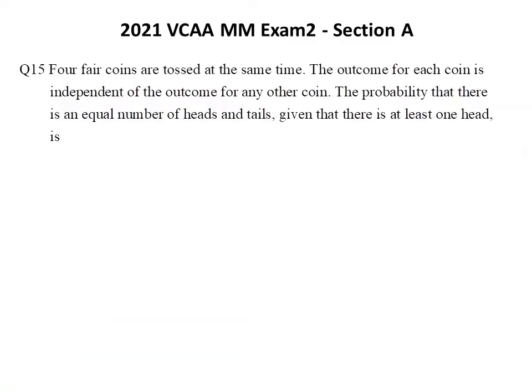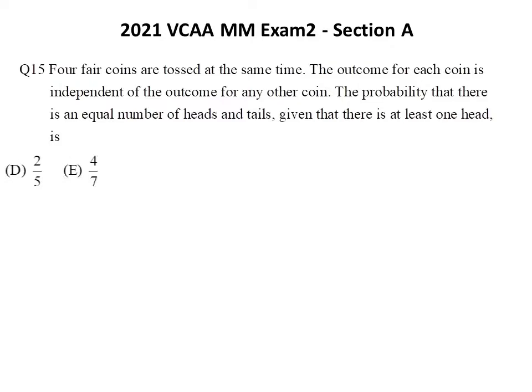Welcome to this VCAA exam paper series. This is section A of the 2021 exam 2 paper. There are a total of 20 multiple choice questions in section A and 5 extended response questions in section B. In this video, we will present questions 15 to 20 in section A.